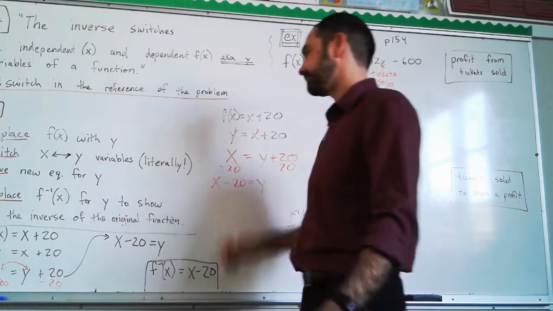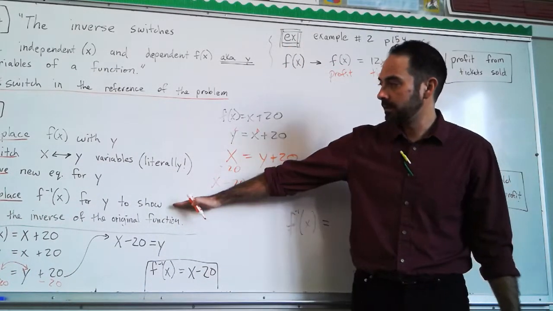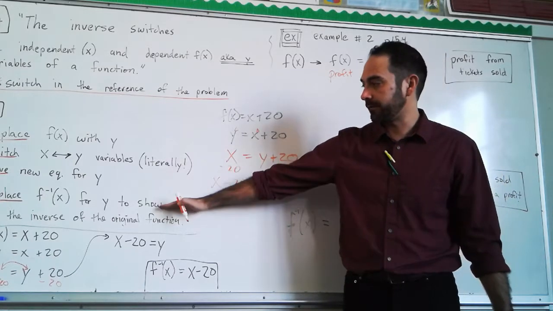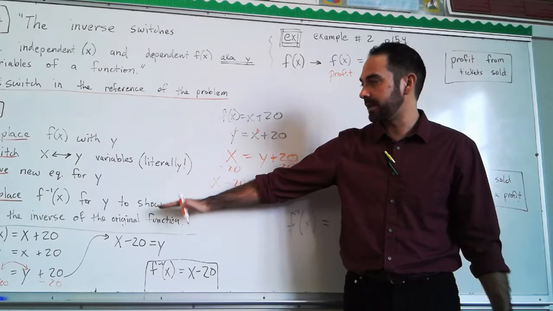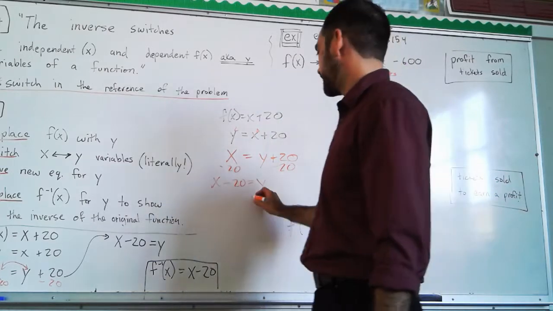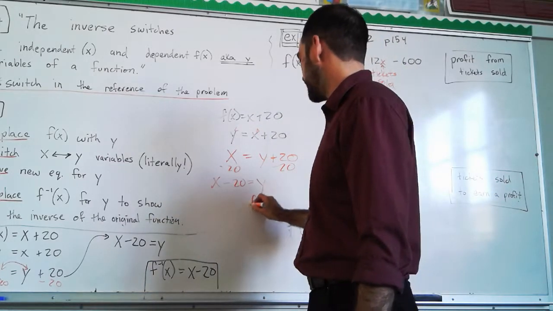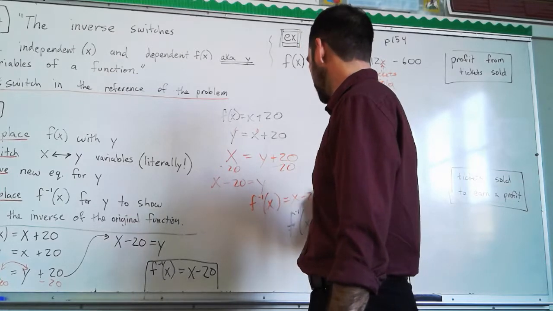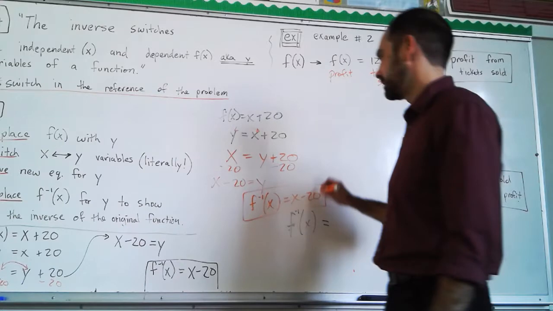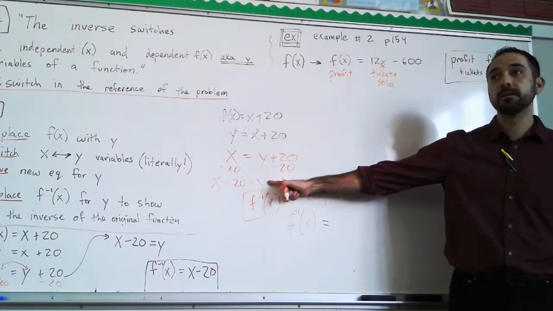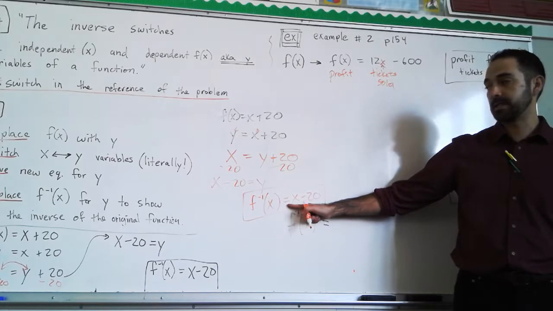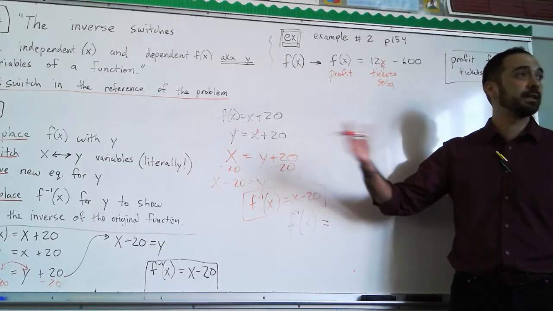Last bit, replace y with f of negative 1 x, so f inverse of x, to show that it's the inverse. So I want everyone to look at this and tell me if you're okay with me doing this. I went from this step right here to this step right here. Is that okay that I just moved the equal sign to the other side of the equation like that? What do you think?